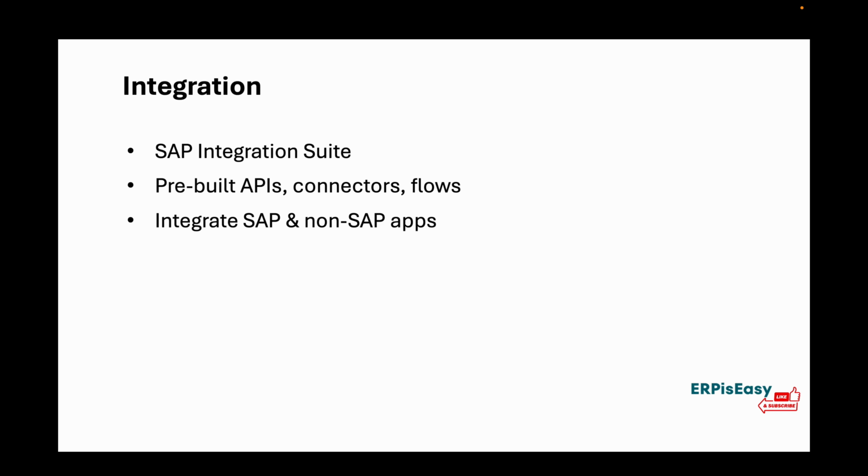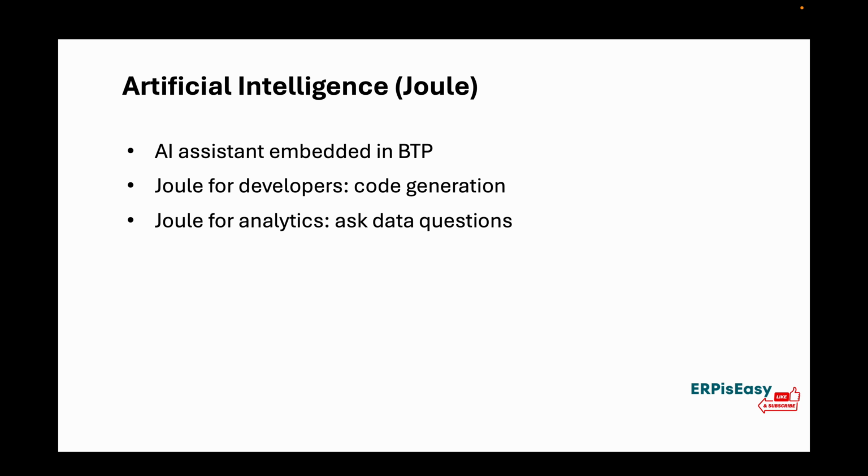The next category is integration. SAP BTP has a powerful integration tool called the Integration Suite. It offers pre-built APIs, connectors, and integration flows that help you connect various SAP and non-SAP applications to exchange data seamlessly. The last and final category is artificial intelligence.